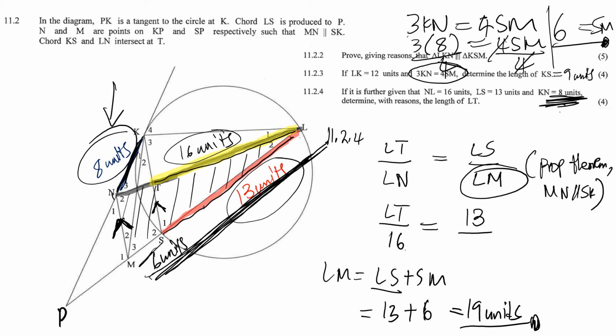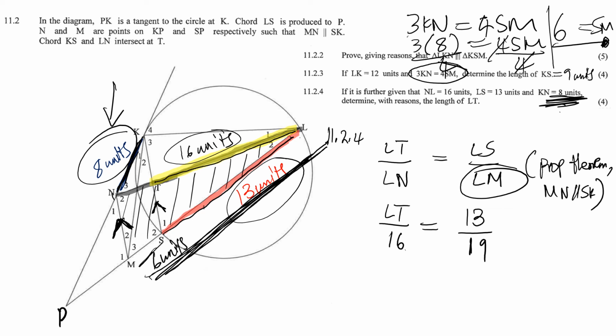Then we can replace our LM by 19, cross multiply and solve for LT that they need. So LT will be equal to 16 times 13 divided by 19. 16 times 13 is 208, divided by 19, which gives us 10.95 units. That is our LT.